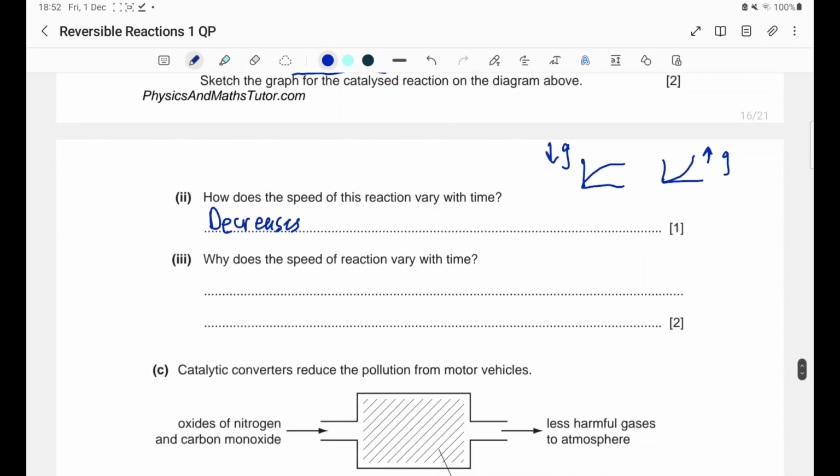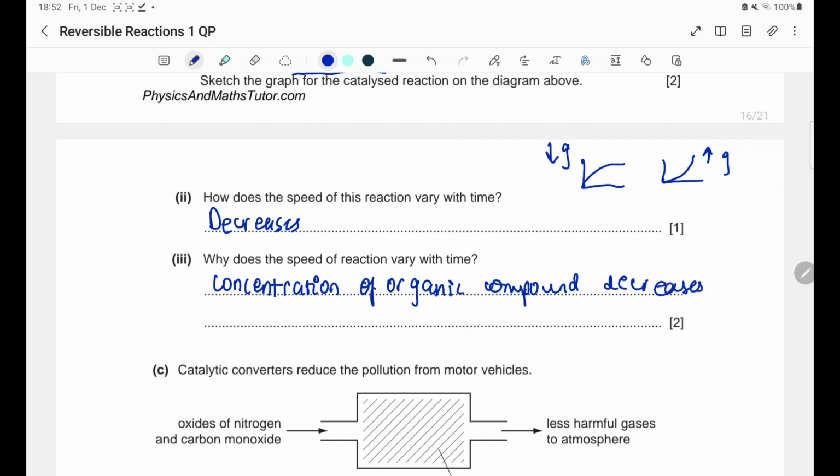Why does the speed of reaction vary with time? Well, the concentration, again, very similar. As you guys can see, these are the exact same questions as the first question that we attempted. The only thing is that they changed the reactant name. The working is still the exact same. The thinking process is the exact same. So the concentration of the organic compound is decreasing, which decreases the collision rate.